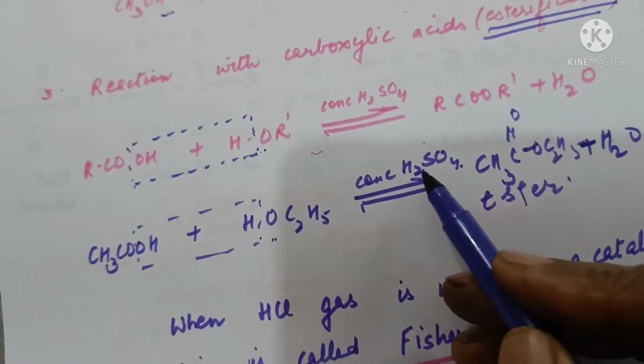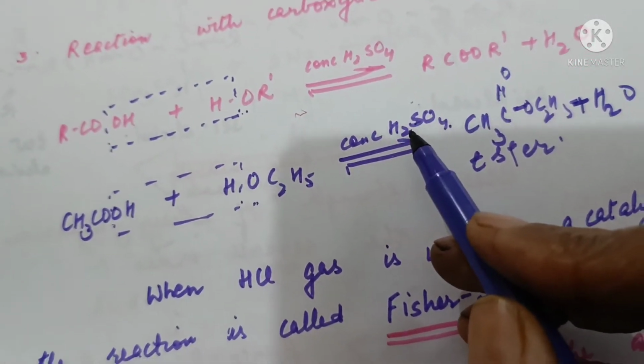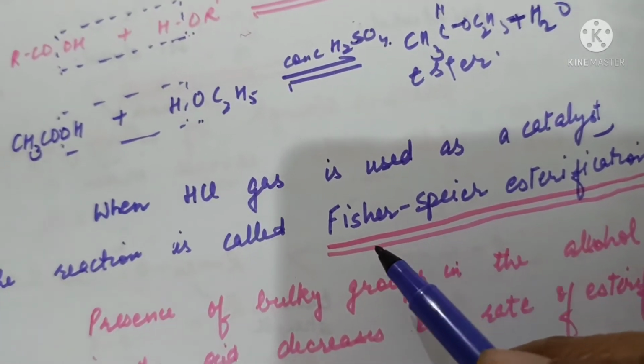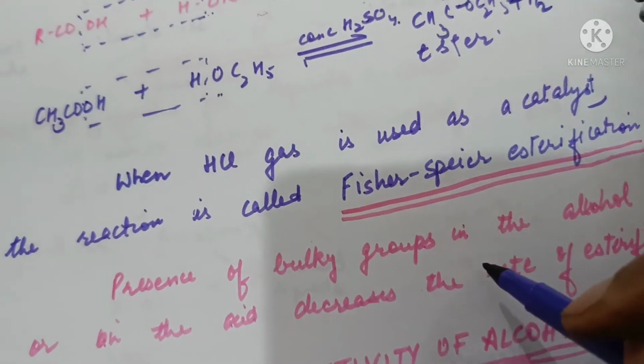In this reaction, if HCl gas is used in place of sulfuric acid, then the reaction is called Fischer-Speier esterification reaction.